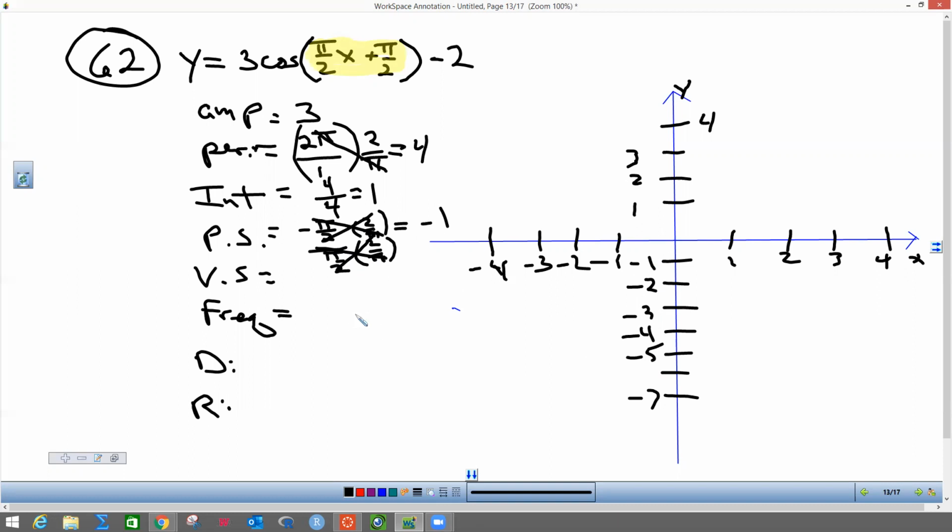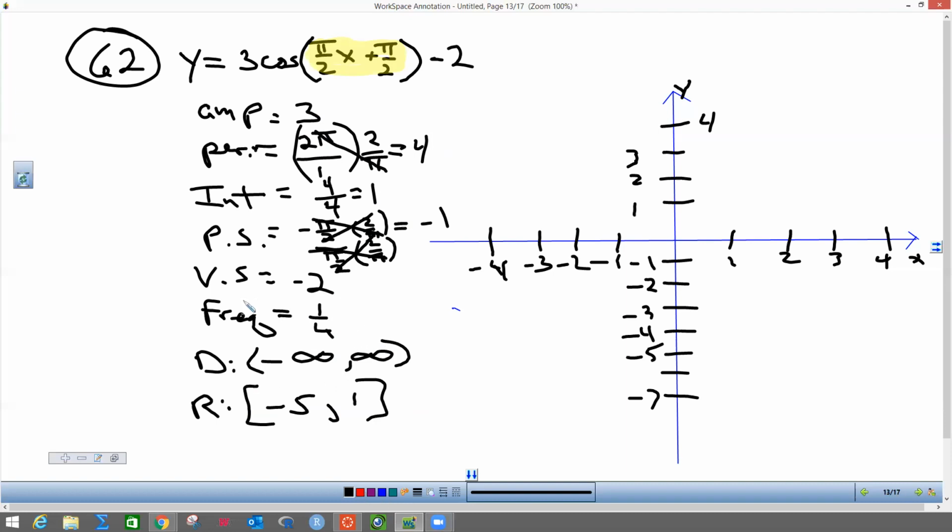Okay. Vertical shift, down 2. Frequency, take this period and flip it upside down, so it's 1/4, because that's 4/1. Domain never changes. Range: vertical shift -2, minus amplitude, -2 minus 3, -5. And -2 plus 3, +1.